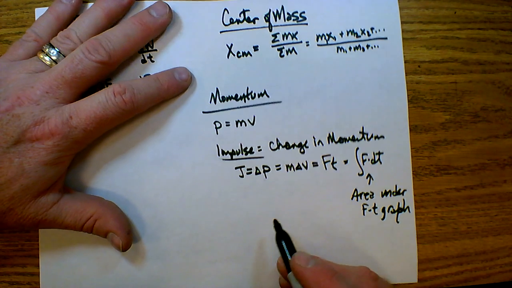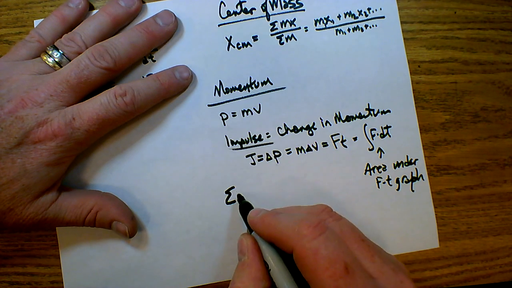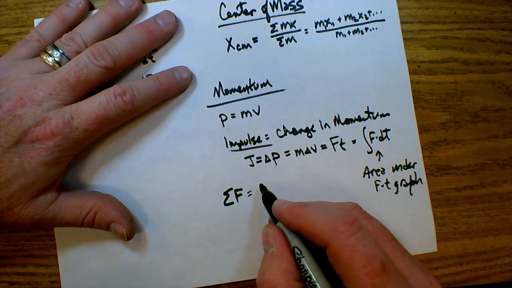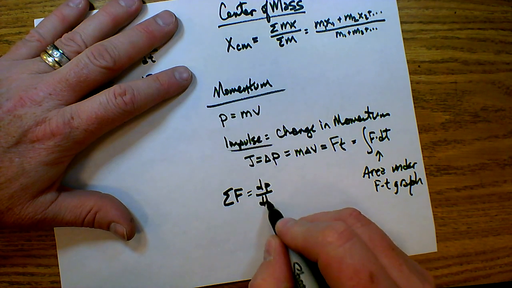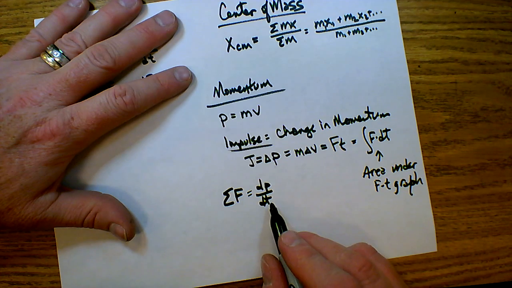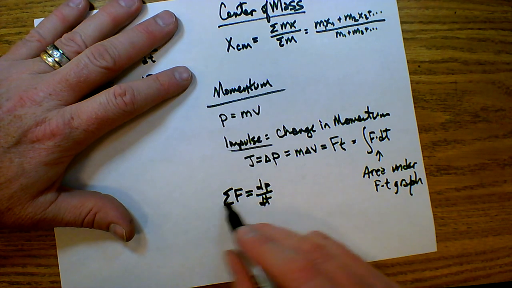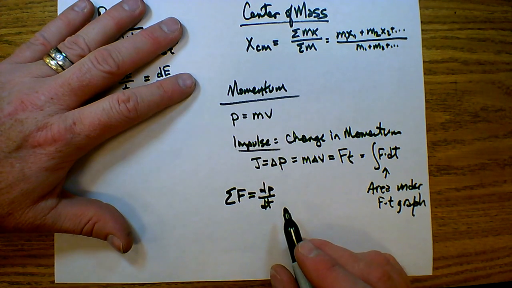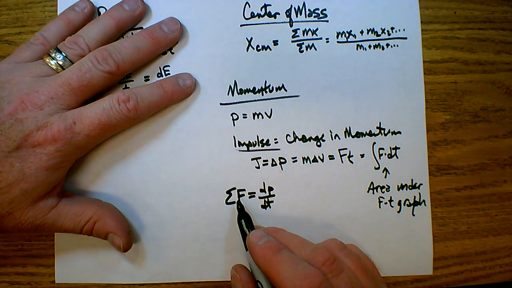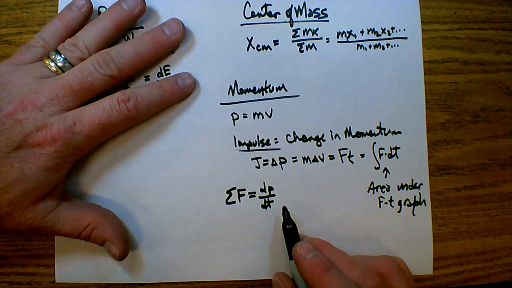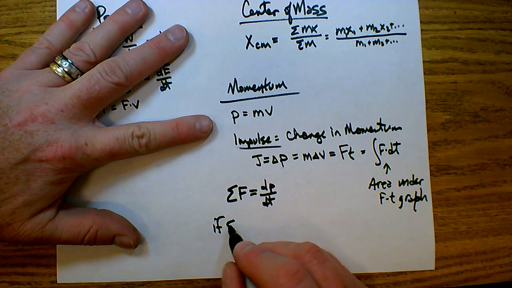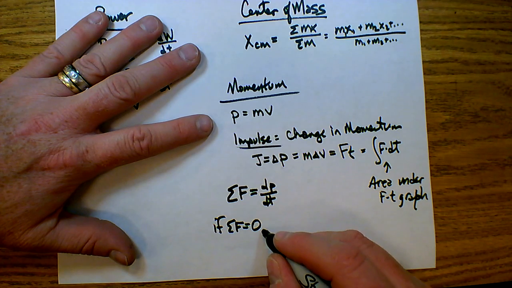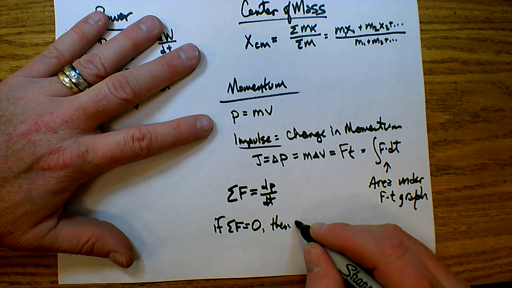I also have another equation. We know the net force equals mass times acceleration. Well, the net force actually is equal to dp/dt, which is the rate of change of momentum, how much the momentum changes in time. This equation, net force equals dp/dt, is what tells us about momentum conservation. Because if the net force is 0, then the rate of change of momentum is 0, and that means the initial momentum has to be the same as the final momentum. So if the net force is 0, then momentum is conserved.